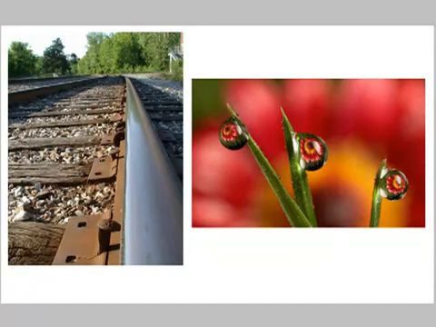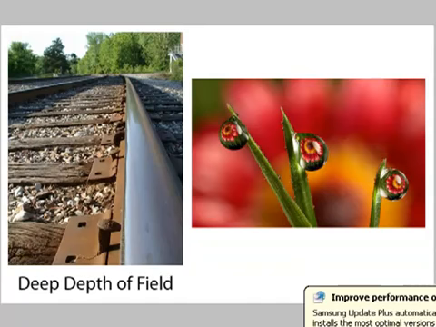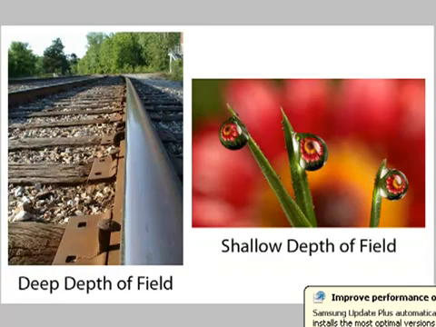So the image on the left would be said to have a deep depth of field. Everything is sharp right from the foreground to the background. Whereas the image on the right would be said to have a shallow depth of field, where hardly any of the image, or very little of it, is actually in focus.